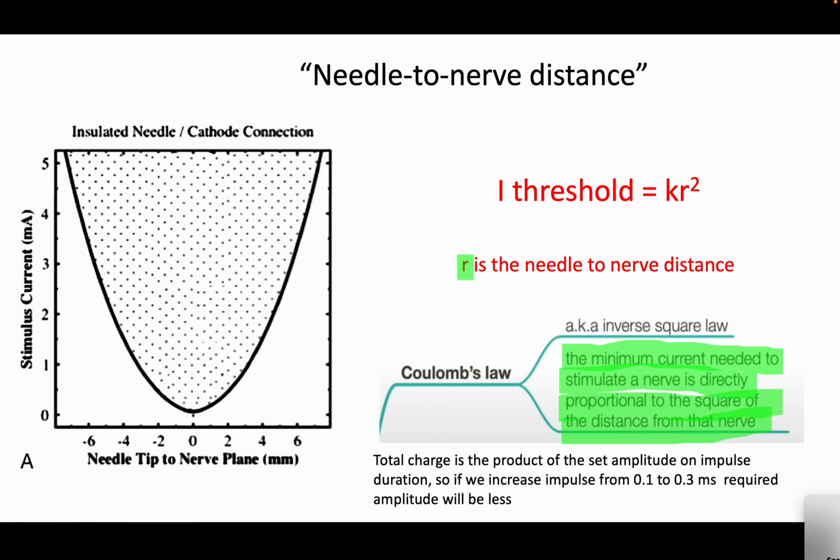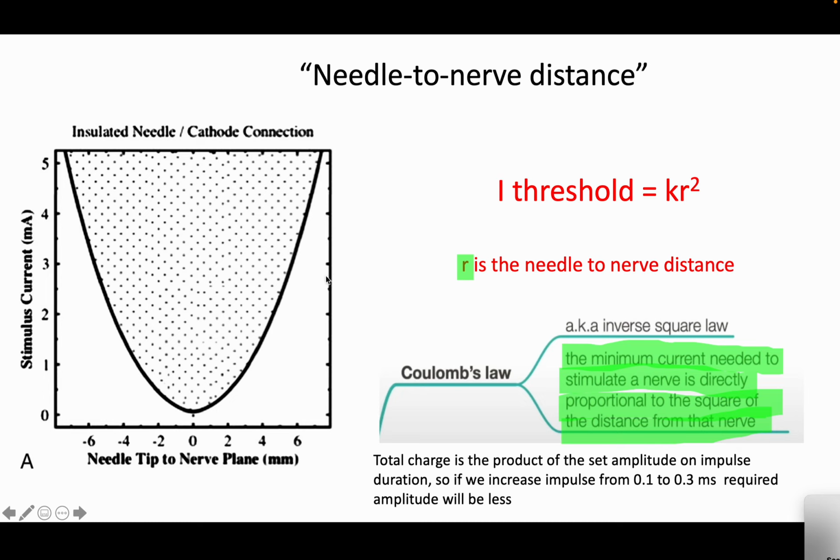Another important concept of PNS is needle to nerve distance. And this is our simplified formula. The current threshold that will cause depolarization depends on the distance of the needle tip to the nerve, and this distance is squared, inverse squared. So basically the minimal current needed to depolarize the nerve is directly proportional to the square of the distance from the nerve. And this is a picture to illustrate this. Here we are in contact with the nerve, so the distance is 0 millimeters, and you need very little current. And here we're far away, probably more than 8 millimeters, and we need much higher current to depolarize this nerve.